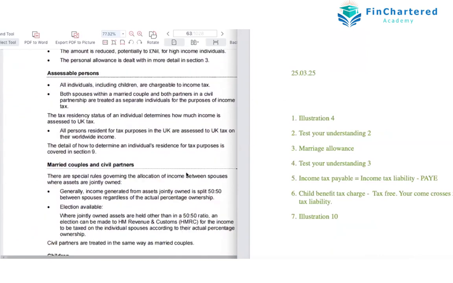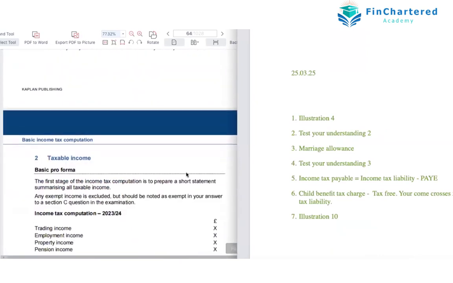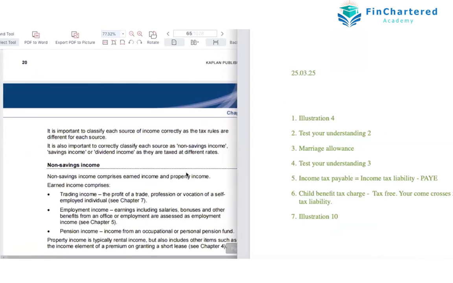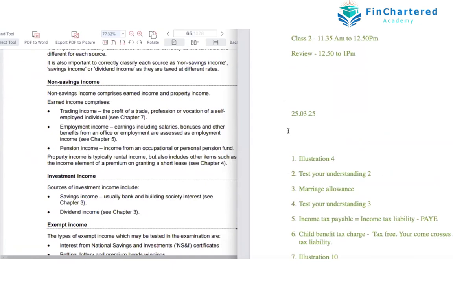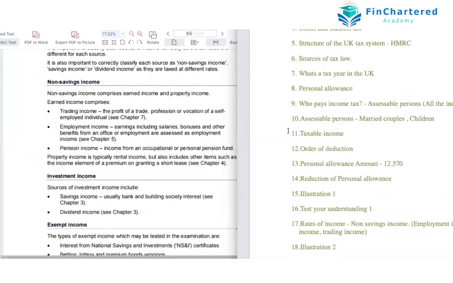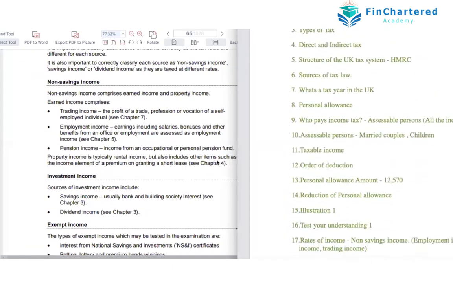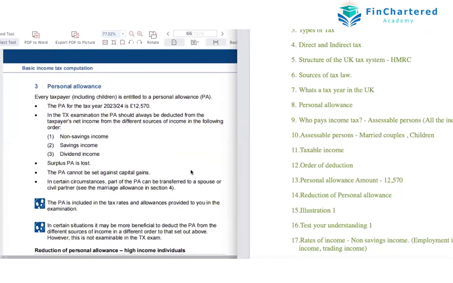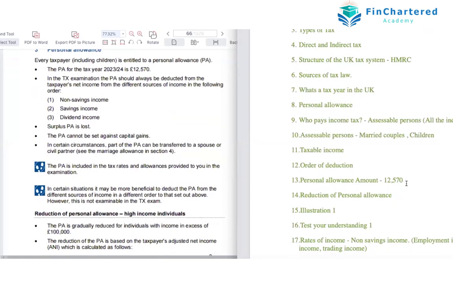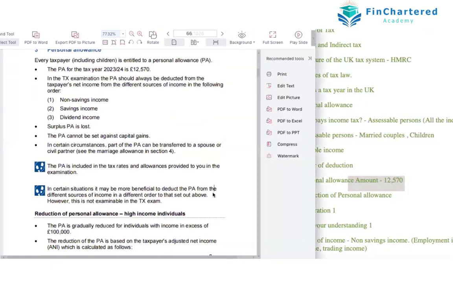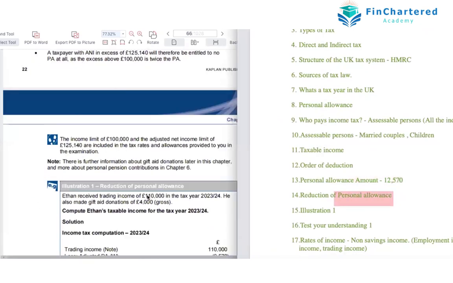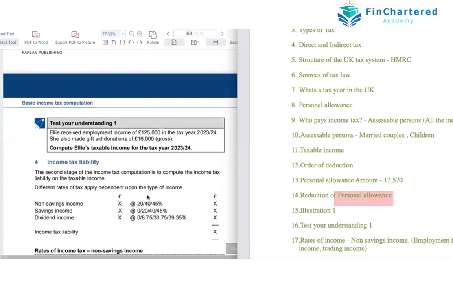We saw married couples and civil partners, children. We saw the taxable pro forma. We saw all the types of income, savings, non-savings. I think we saw that in the first day itself. Yes. Then we saw personal allowance. How much is it? 12,570. See here. If the income crosses 100,000, then there is a reduction in the personal allowance. We just did a sum on that. Okay, so quite a lot of topics were over.